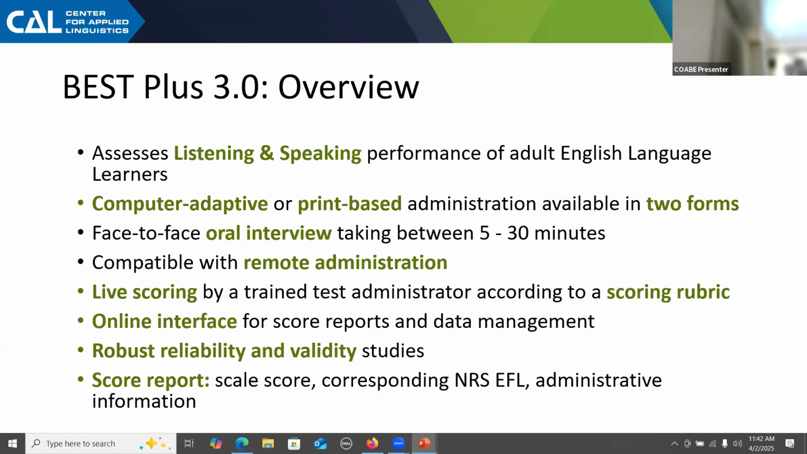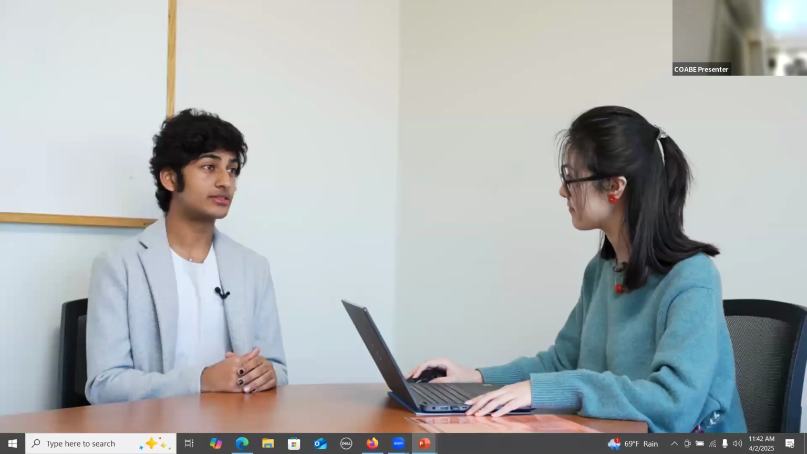We have conducted several reliability and validity studies to show evidence for the test score's validity. And it provides a score report with a scale score, corresponding NRS EFL levels, and some administrative information. We will unpack all of this, but sometimes a picture is just worth 1,000 words. And when it comes down to it, this is what Best Plus 3.0 administration actually looks like.